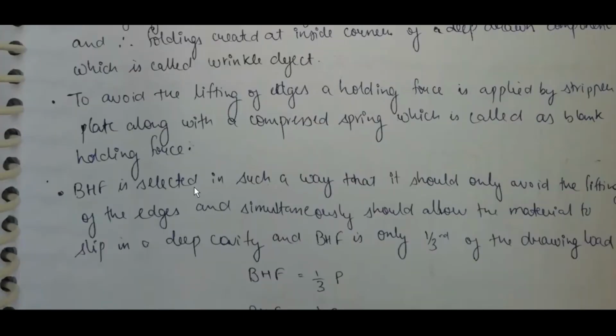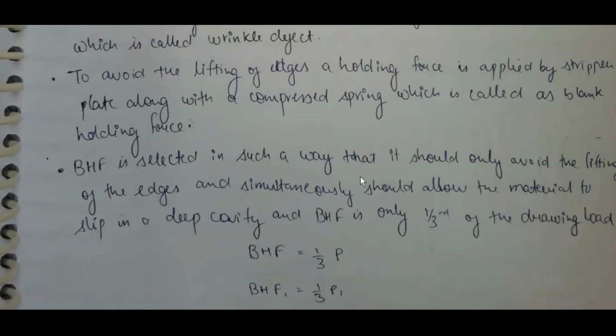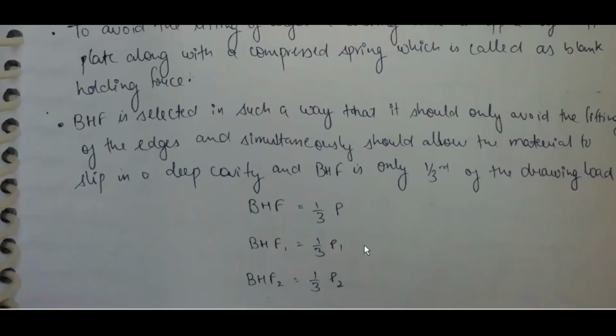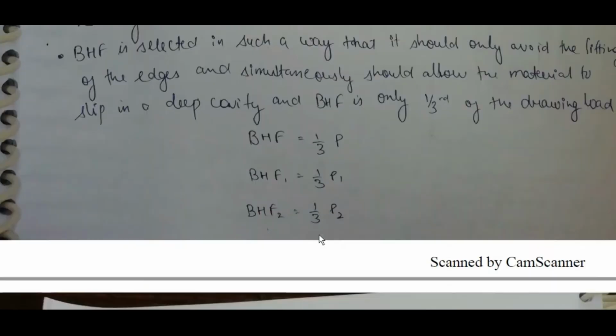BHF is selected in such a way that it should only avoid the lifting of edges and simultaneously should allow the material to slip into the deep cavity, and BHF is only 1 by 3 of the drawing load. BHF is equal to 1 by 3 P. BHF1 is equal to 1 by 3 P1. BHF2 is equal to 1 by 3 P2.